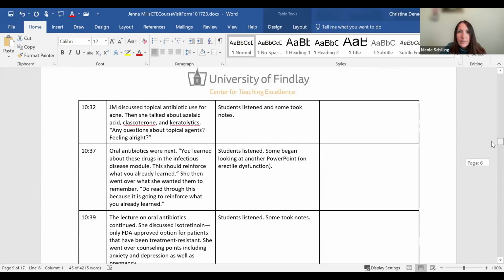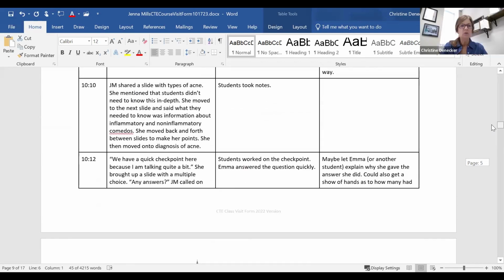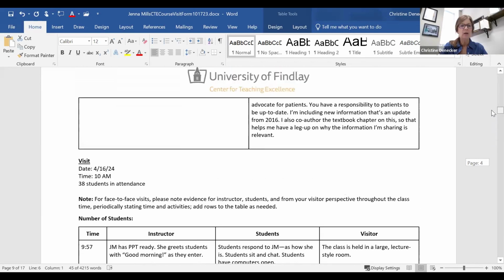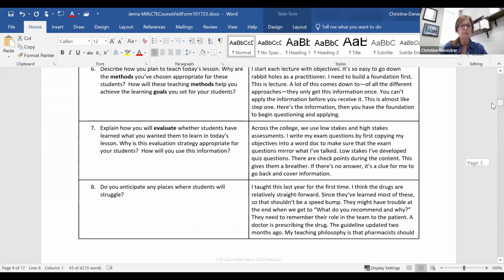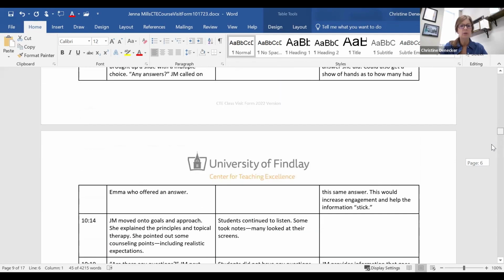Yeah. And I appreciate you saying that, because I'm pretty focused on just what happens in the class, but I agree that that's something we could put in 3E.